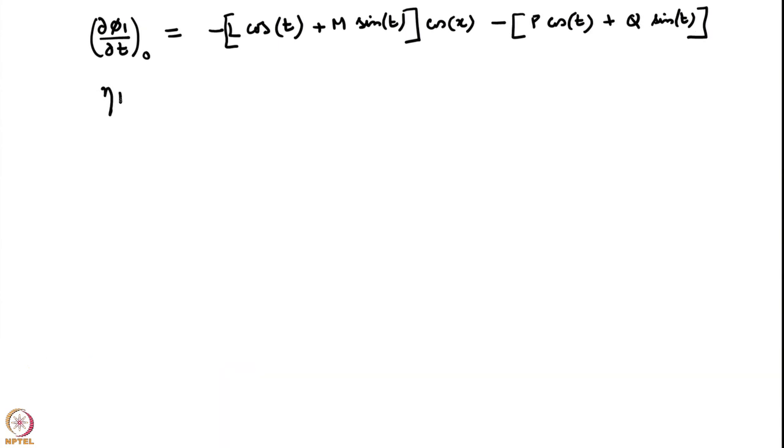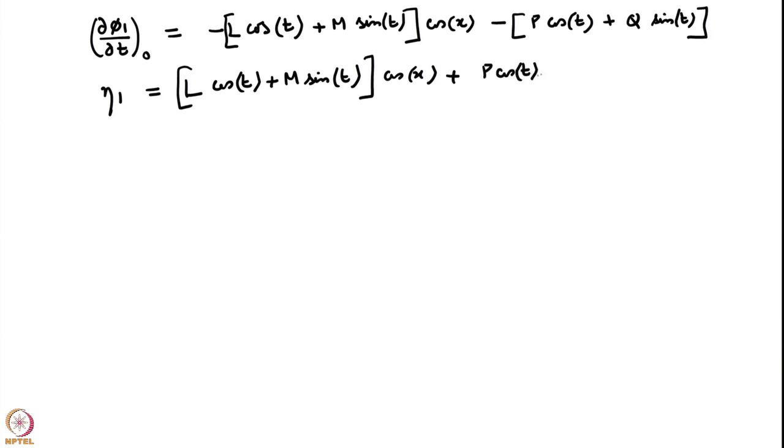Eta 1 is L cos t plus M sin t, into cos x, plus P cos t plus Q sin t. There is a sin x here which I have missed.